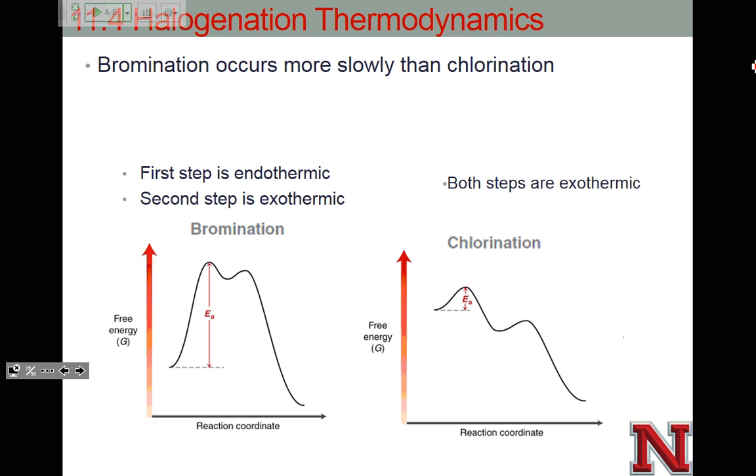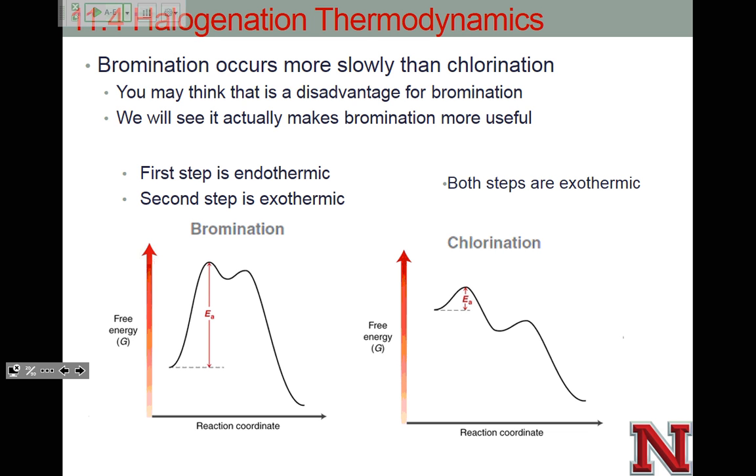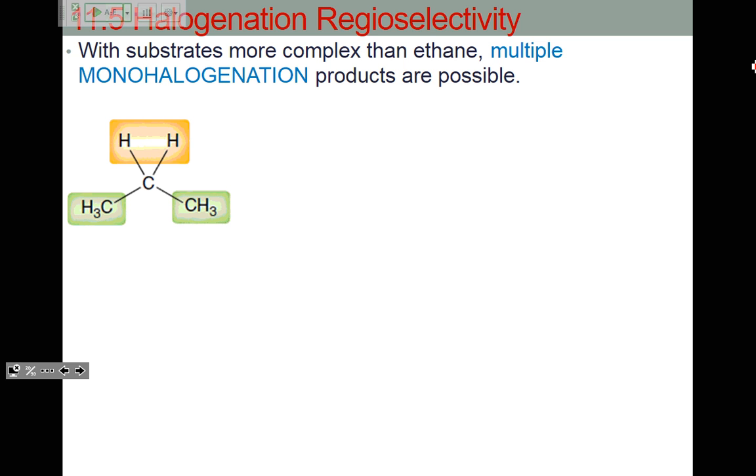So bromination is going to occur more slowly, but that's not necessarily a bad thing, because it still can occur in an amount of time that's useful. Sometimes, if a reaction occurs too slowly, it's not useful. But in this case, it's going to occur fast enough to be useful, but slow enough to where we can control it. And both of them are overall exothermic, so they're both product favored. So we're going to look at how that makes bromination more useful. And the way that makes bromination more useful is in our regiochemistry.